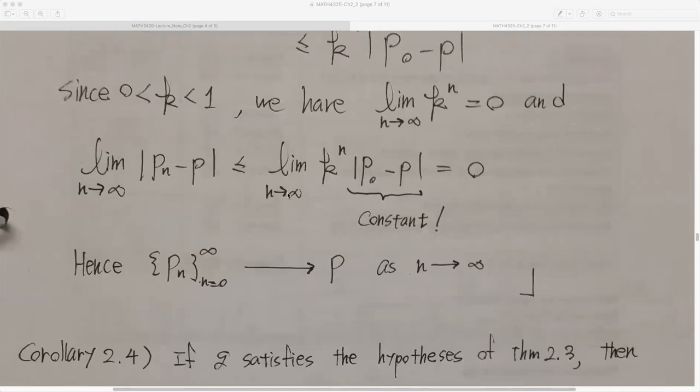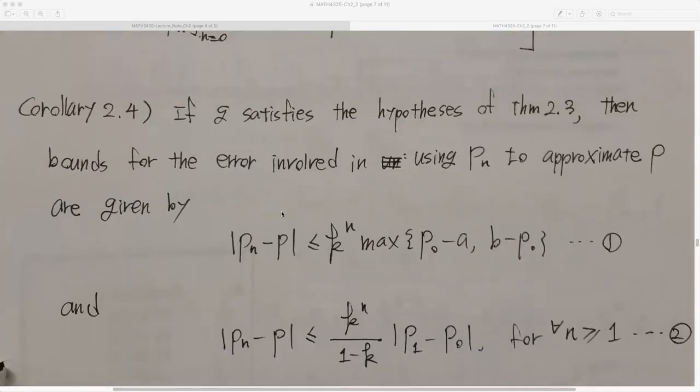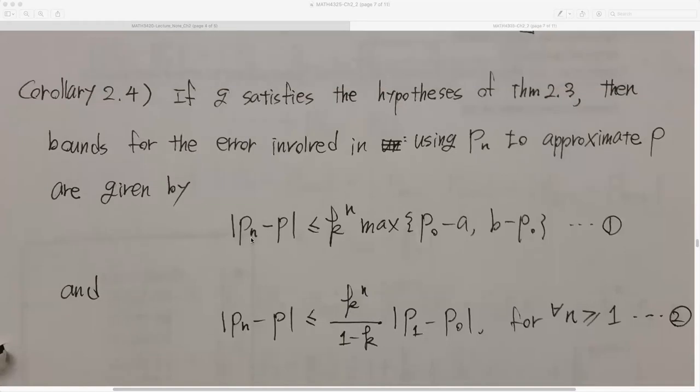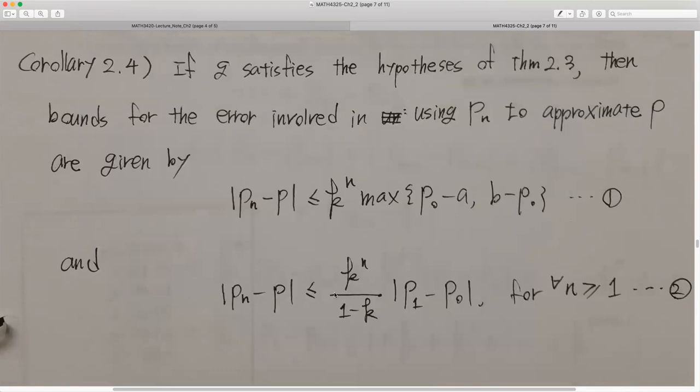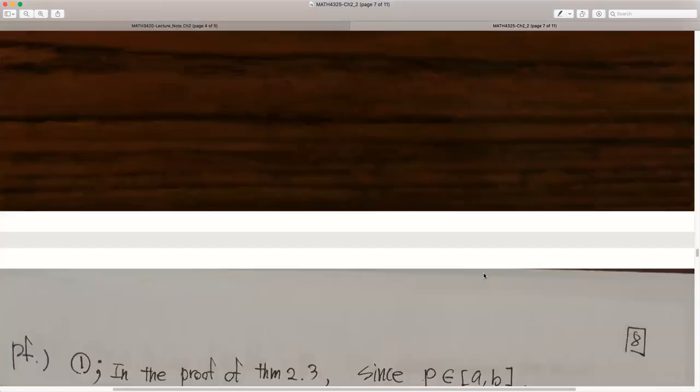Now, the corollary 2.4. If g satisfies the hypothesis of theorem 2.3, then bounds for the error involved in using P_n, the sequence, to approximate P are given by this: P_n minus P is bounded by k to the nth power over 1 minus k times P_1 minus P_0 for all n. Now let's see the proof.